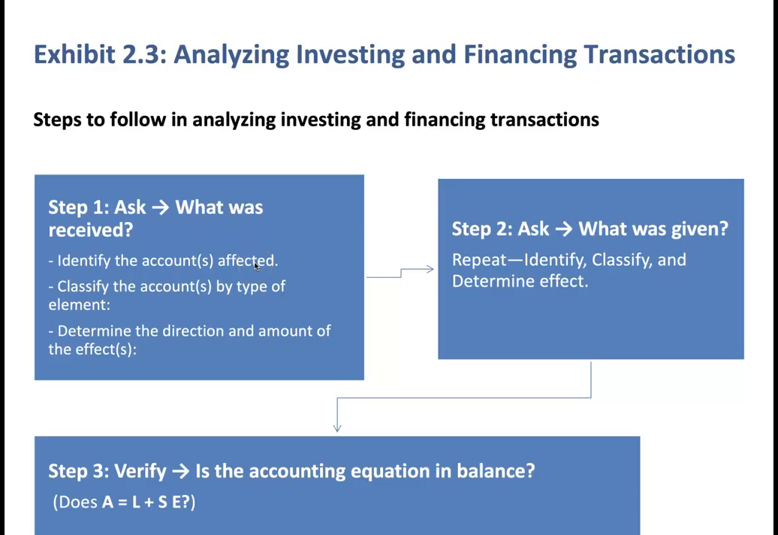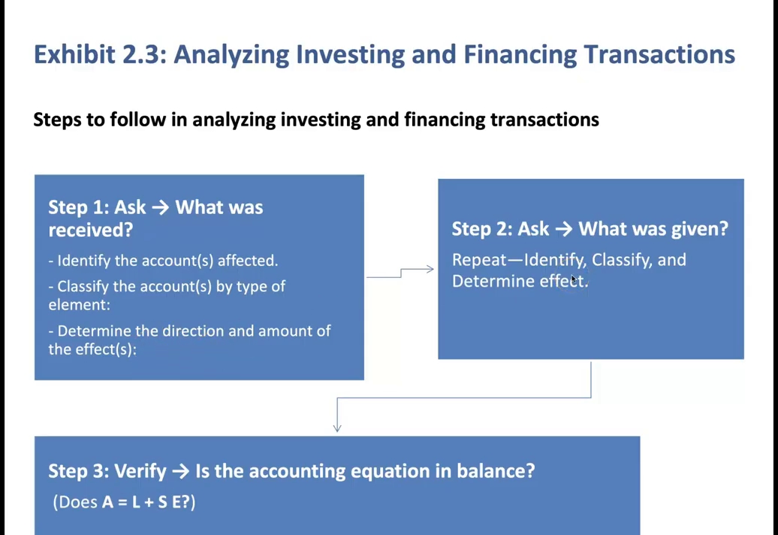Obviously, cash account is affected. And also, what is the account? Is it asset, liability, or stockholders' equity? Cash is an asset because cash is an economic resource, controlled by the company, giving benefits to the company for the future, and it's measurable. It fits the definition of assets. So it affects cash and it affects asset account. And what is the direction? We are receiving it, so cash increases. That's the direction of cash.